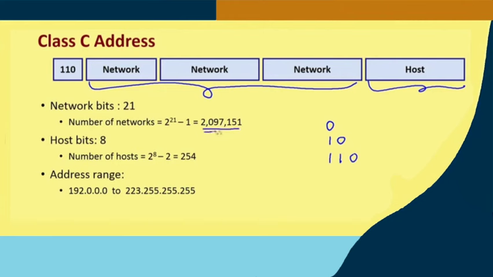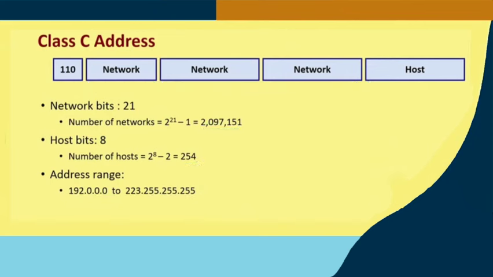With 21 bits, you can have about 2 million networks, and with 8 bits in the host, you can have 254 computers or hosts per network. And again, if you expand 110 followed by all 0s to all 1s, you can find the range of the IP addresses. So, if you remember these numbers, by looking at an IP address you will be able to know which address class it belongs to.